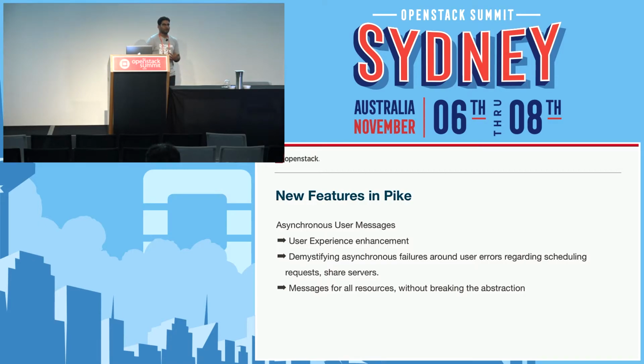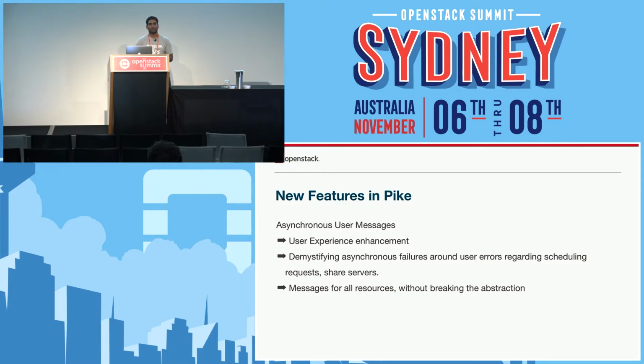And one other interesting, important feature for us has been improving the user experience, and this was through asynchronous user messages. This solves a particular class of problems. As you know, the Manila architecture is built to give you fast feedback right away. You send an API request, we don't leave you hanging. We send you back a response saying the request is being actioned upon, a 202, right? And sometimes, as that request makes its way through the scheduler and into the different backends, there could be a failure.